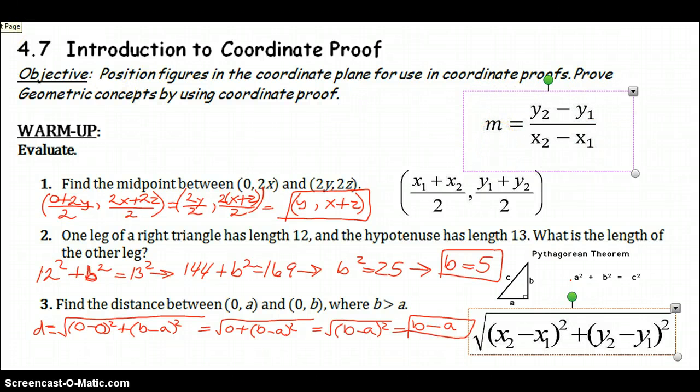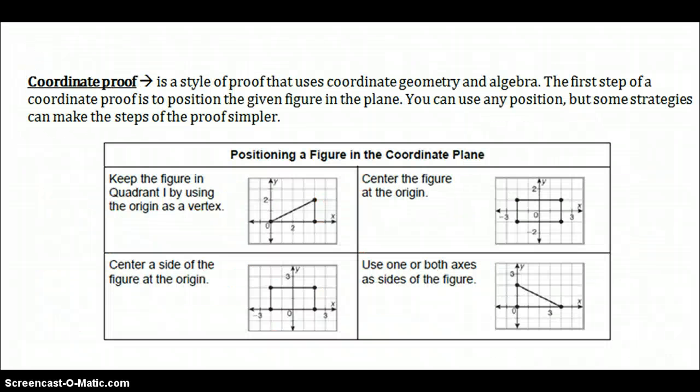All right, let's take a look at our first example. Before we do that, here's what coordinate proof is. It's a style of proof that uses coordinate geometry and algebra. The first step of a coordinate proof is always to position the figure in the coordinate plane. You can use any positioning, but some strategies make the steps of the proof a little bit easier. We could keep our figure all in the first quadrant using the origin as a vertex, because the coordinates of that vertex would be 0, 0. Those are easy to find.